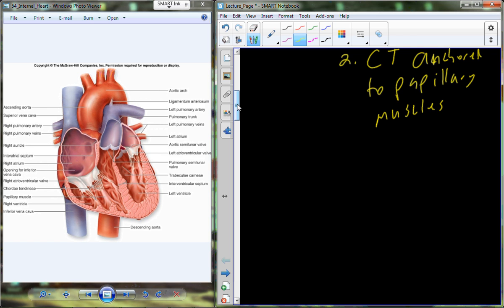So they don't open it. Yeah, they don't open it. They just prevent the overclosure.